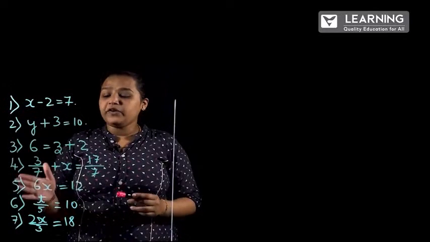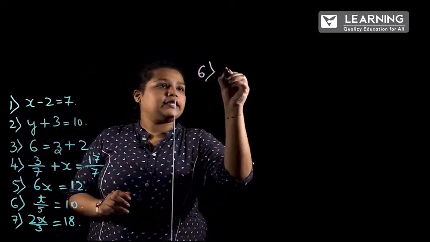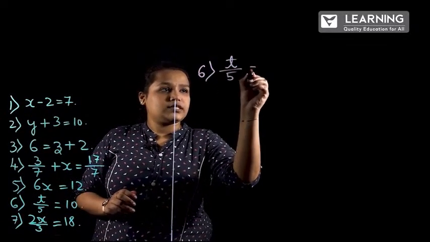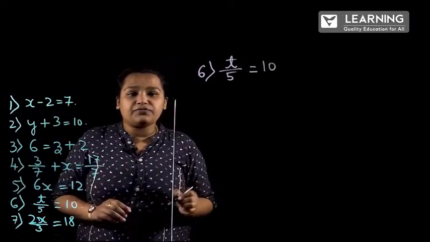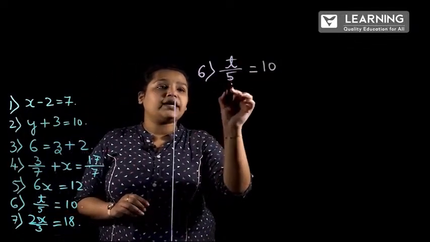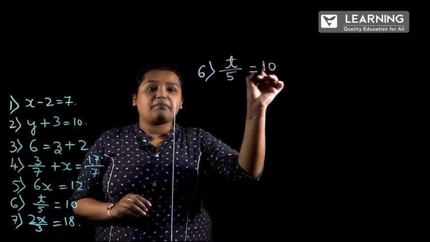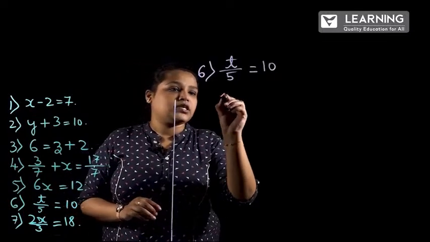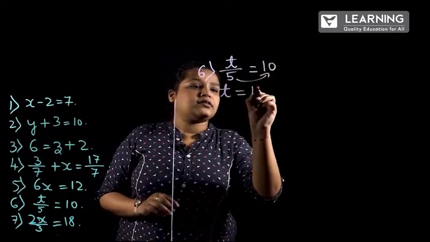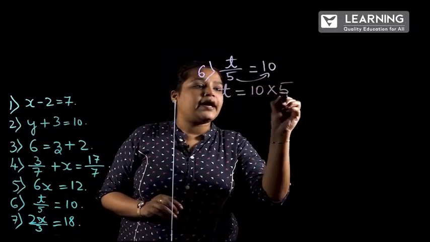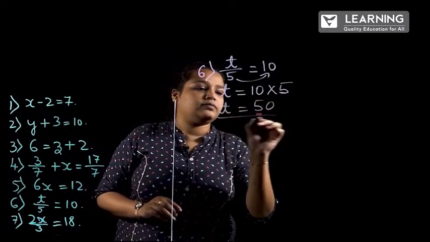So students, we are moving on to the sixth problem, that is t by 5 is equal to 10. Here we have a fractional form with a variable. So what will we be doing? t is divided by 5, right? So division will become multiplication when we move to the RHS. When we move 5 to RHS, it will be multiplied with 10. So the value of t will be equal to 50.